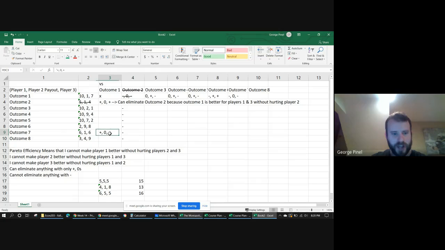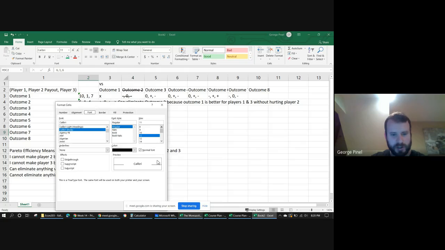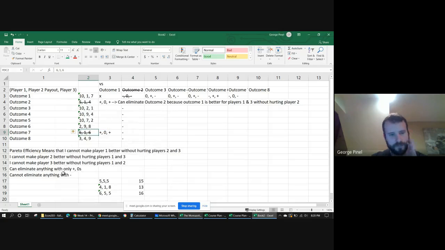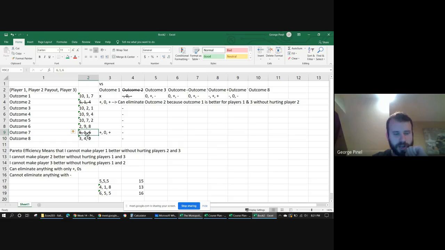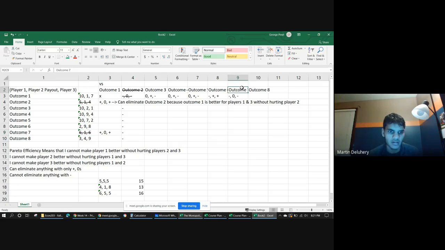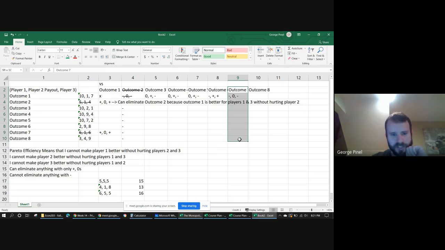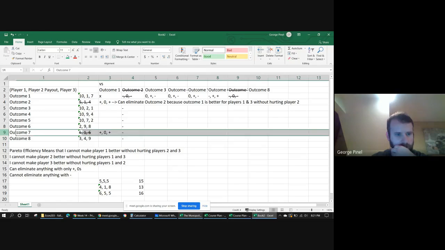Okay. So it's got only pluses and zeros, so you can eliminate it. What it means to have only pluses and zeros is that I'm making a player better without hurting another player. That's like the shorthand for it. Okay, that makes sense. So I'm making players 1 and 3 better without hurting player 2. Right. So now I no longer have to care about outcome 7. Okay. So let's just hide it, in fact.